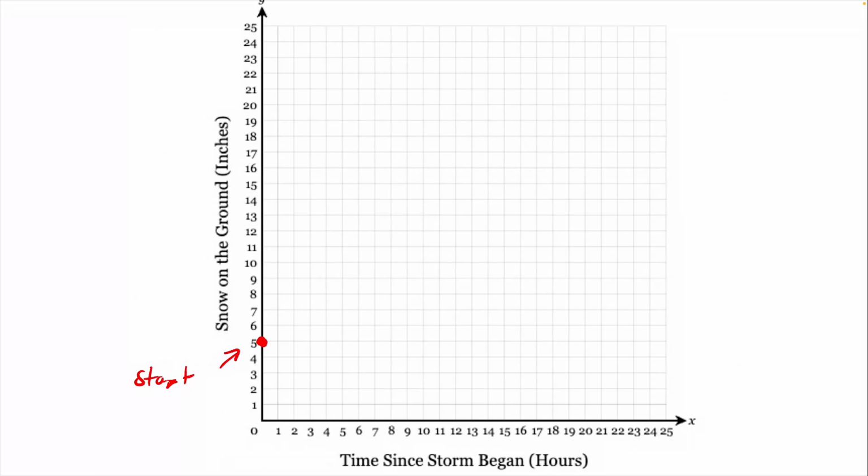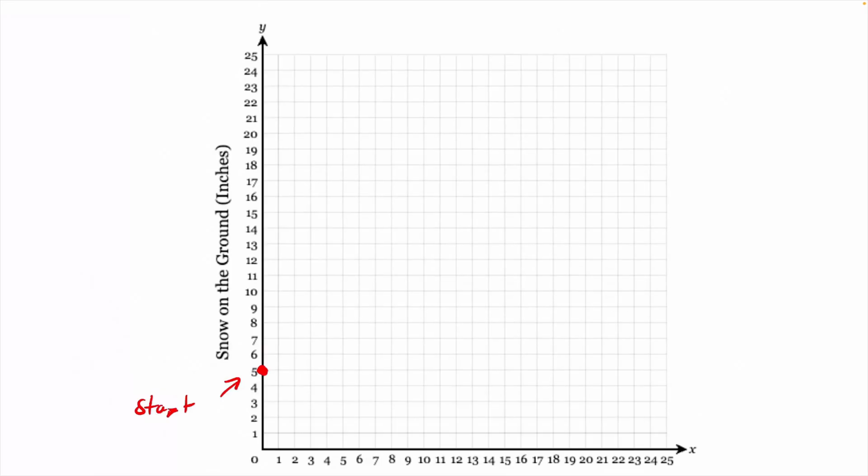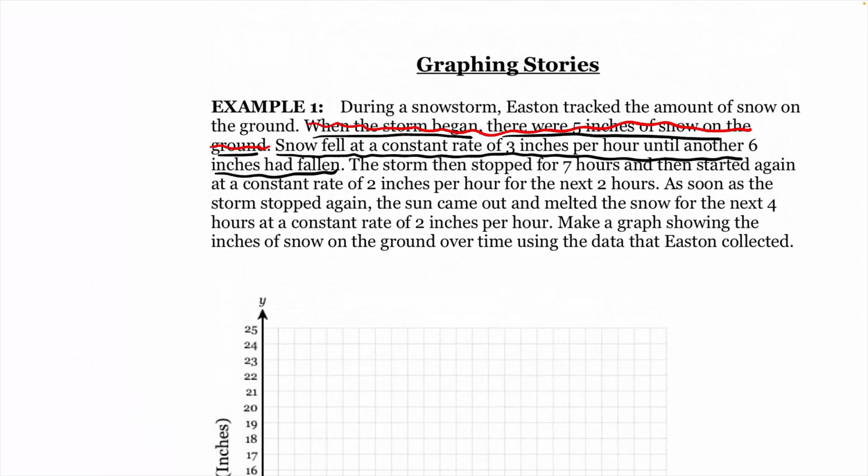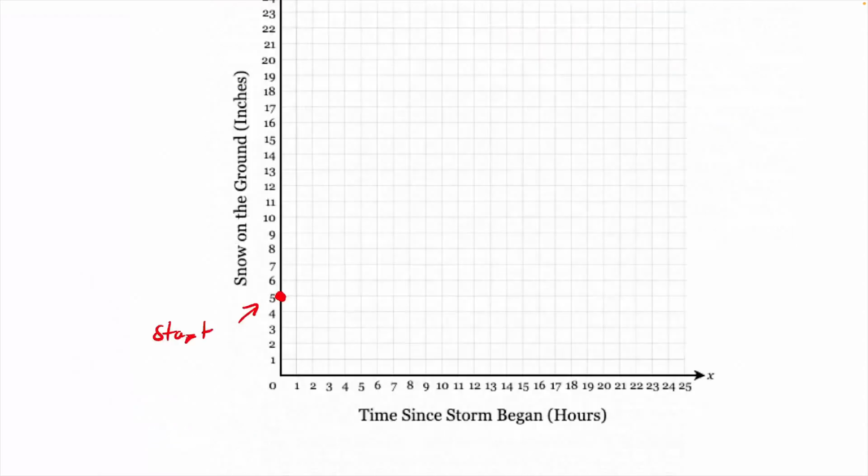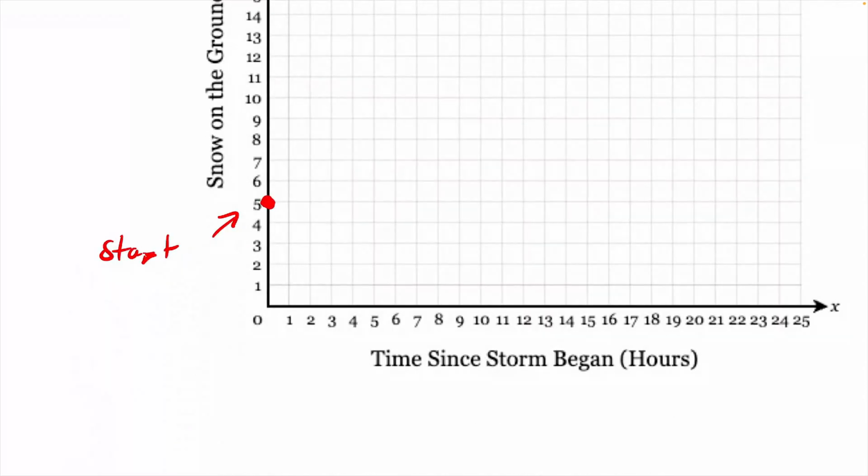How fast do we get up there? 3 inches per hour, right? So you guys got it. Some of you can do the math in your head. So 3 inches every 1 hour. After 1 hour, how many inches is there going to be? Make a dot. 1, 8. After 1 hour, there's 8 inches. After 2 hours, how many inches is there going to be? 11. Good. When did it say to stop?